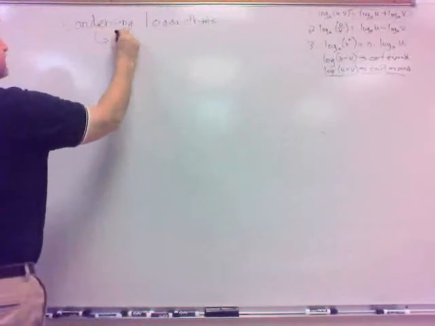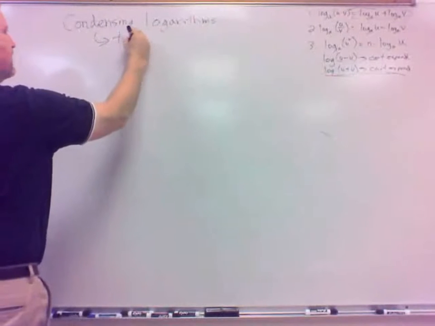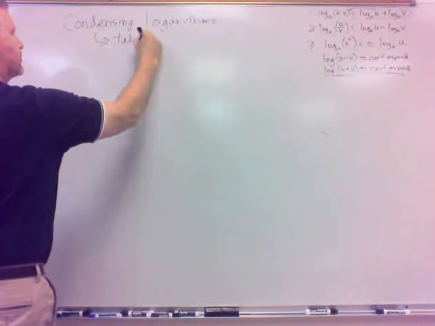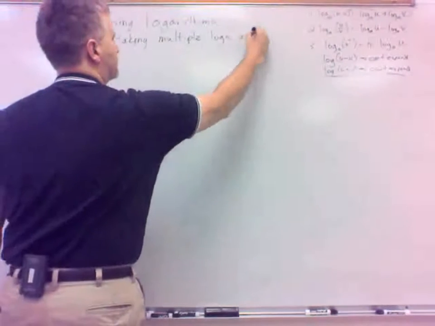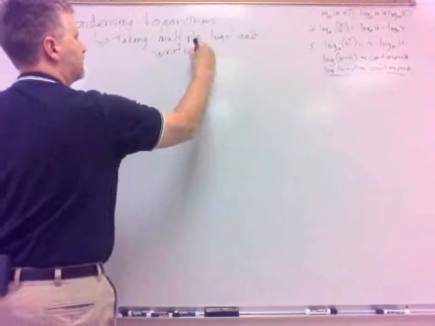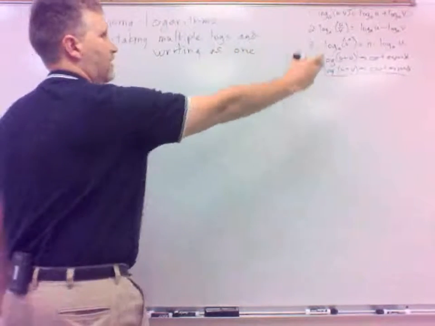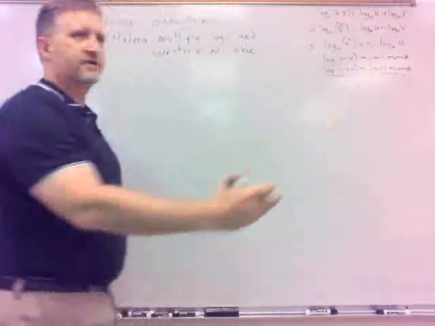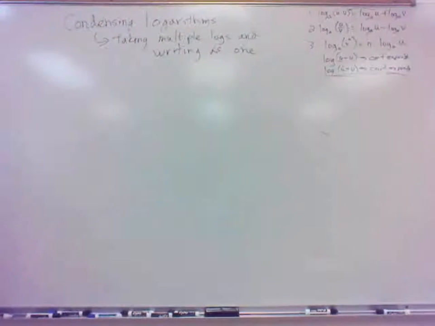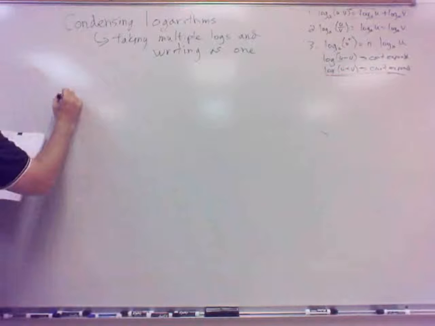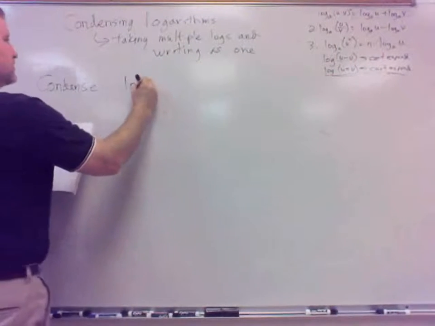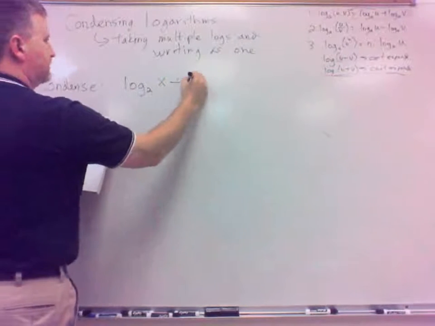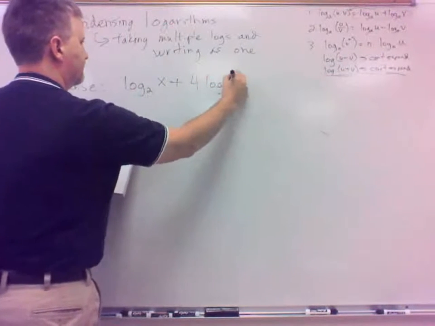So like I said, that one is taking multiple logarithms and writing it as one logarithm. And on the properties, it's going the opposite way we were just going. It's taking the ones on the right and going to the left. All right? So if we look at that, what if I have, first of all, let's condense log base 2 of x plus 4 times log base 2 of 5.